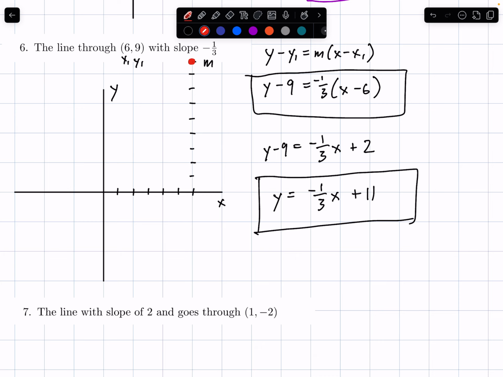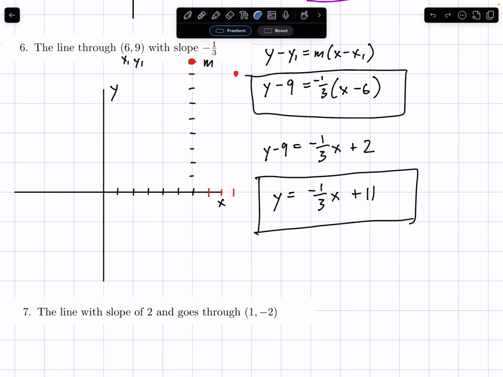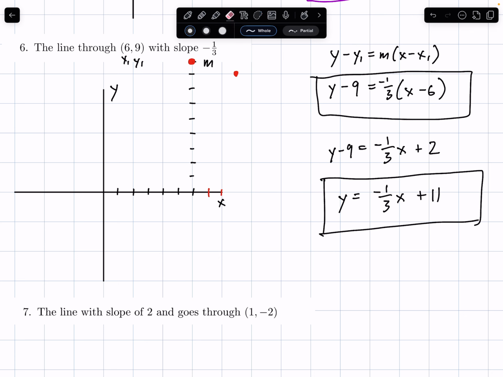Slope is -1/3. So down 1 and over 3. It's going to be 1, 1, 2, 3 right there. Right. So that's where my line would be. Oops, missed. And also these guys are in the way. Move over. Okay, there we go. Almost. Let's get rid of that thing. Okay, so now I'll just connect the dots.